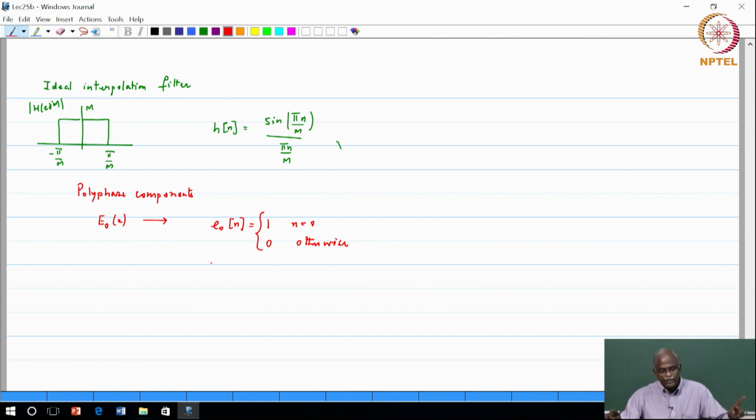That is the only one that it has. And remember, there will be 0 crossings at regular intervals, so all other coefficients will be 0. So this particular polyphase component has only a constant coefficient. This has a very significant importance in our study, and maybe that will come in the next lecture.